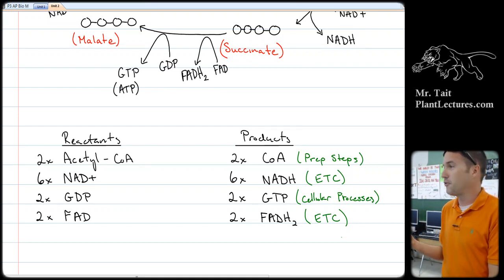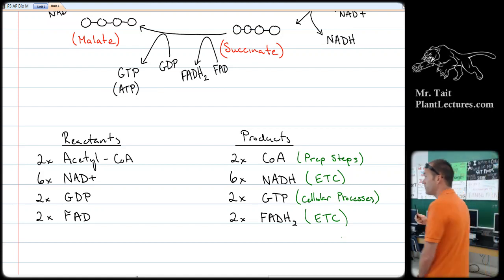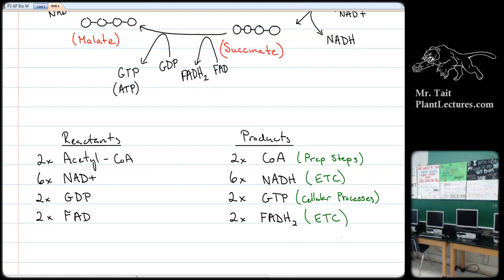So 32 to 34, that's going to be made in the electron transport chain. How are we going to make them? With what energy? Well, we've produced a bunch of stuff, right? We've produced 6 NADH here. We produced 2 NADH in the prep steps, and we produced 2 NADH in the process of glycolysis. And so that was a total of 10 NADH that'll get added in.